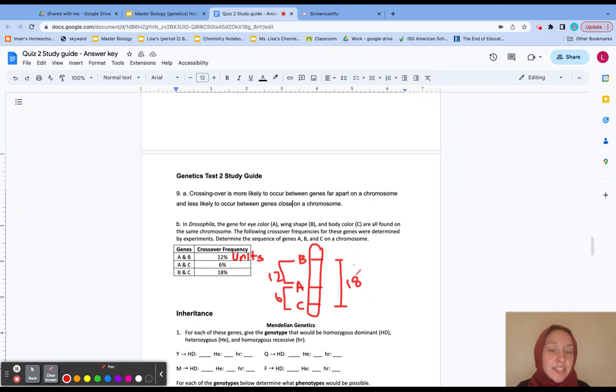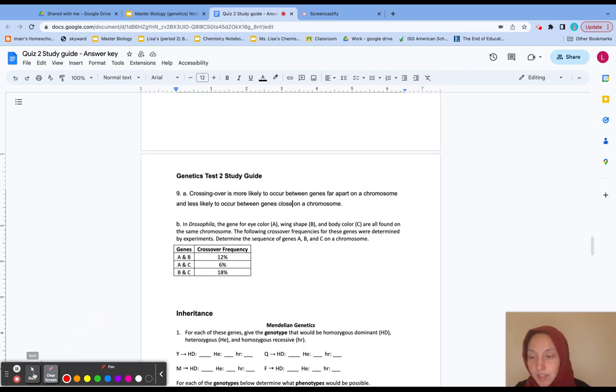Which of these genes has the least likelihood of crossing over? Well, A and C. They only have a 6% chance of crossing over between them, and they are the closest on the chromosome. And then B and C have the highest chance of crossing over between them because they are the furthest on the chromosome. And what is their likelihood of the crossing over happening between them? It's 18%. Okay, all right, I hope that's clear.